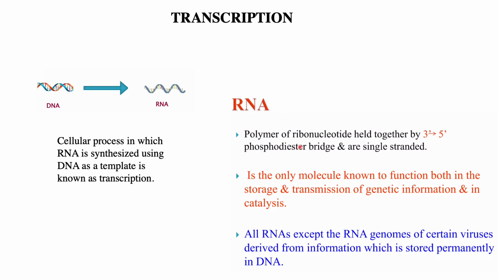So RNA is a polymer of ribonucleotides held together by 3' to 5' phosphodiester bridge and are single-stranded as compared to the DNA, which has 2 strands, which is double-stranded. So RNA is the only molecule known to function both in the storage and transmission of genetic information and in catalysis. So it has the genetic information of the DNA, and also it sends information of how the proteins are formed. So all RNAs except the RNA genomes of certain viruses derived from information which is stored permanently in DNA.